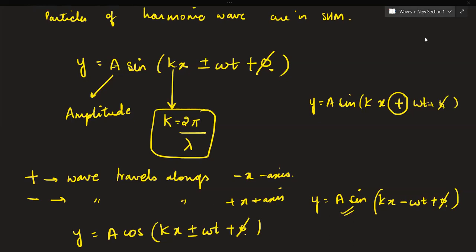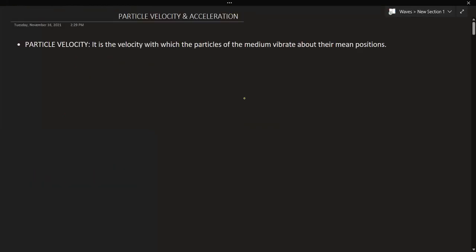Now let us calculate particle velocity and particle acceleration. See, particle velocity is different from the wave velocity. Wave velocity is the velocity with which the waves move, the velocity of the wave. But particle velocity is the velocity with which the particles of the medium vibrate about their mean position. So the magnitude of their vibration, or whatever distance it covers while vibrating in 1 second, is known as the particle velocity. So let's say the equation of a plane wave.